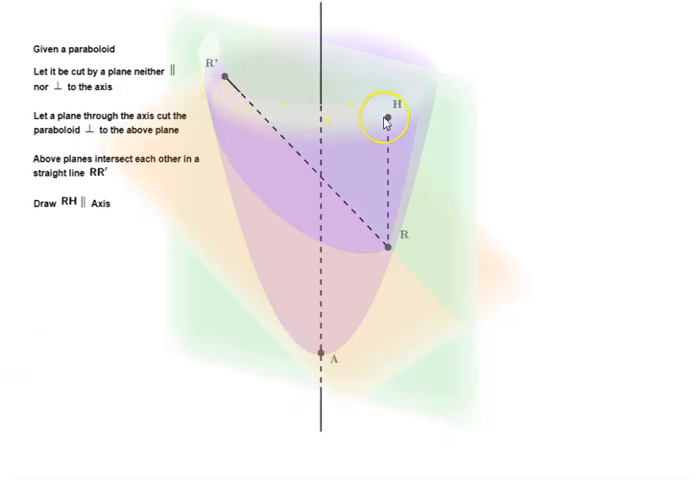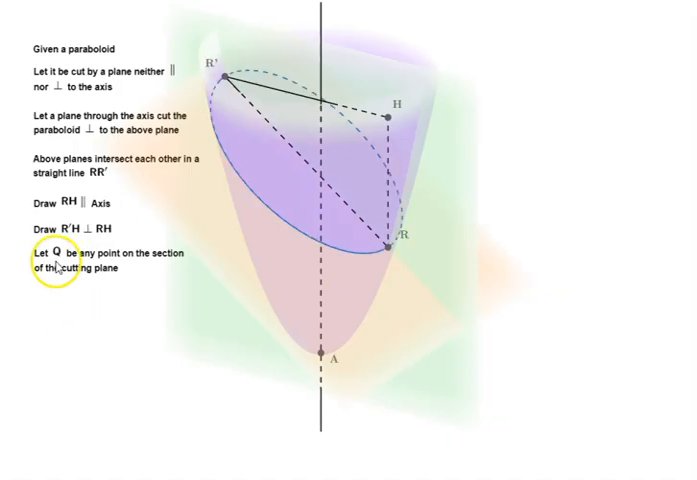From R prime, we draw a perpendicular to RH, which will be R prime H. So basically it will be a straight line, this will be a straight line, and H will be an intersection of these two. So R prime H is perpendicular to RH. Now let Q be any point on the section of the cutting plane, so the intersection of the cutting plane with the paraboloid. Let's mark that.